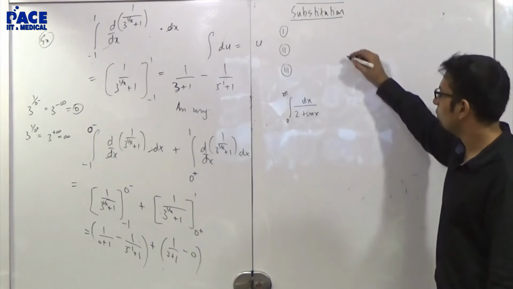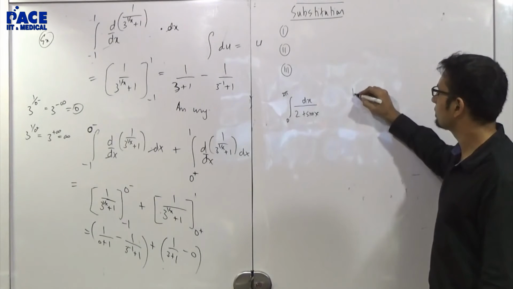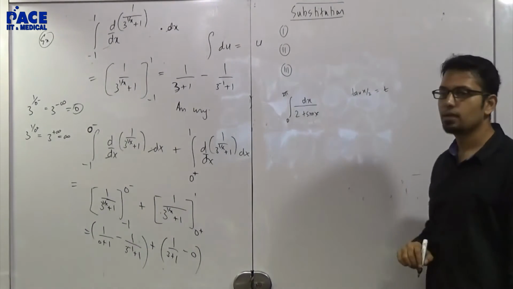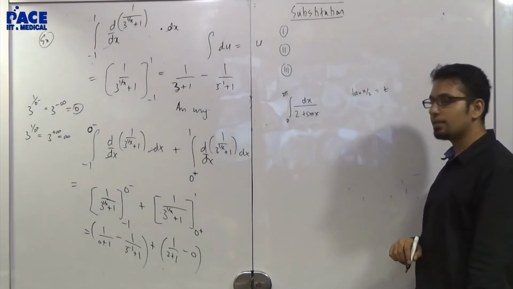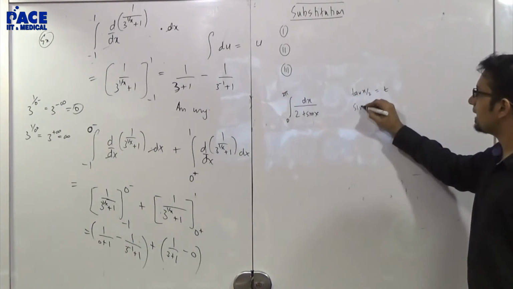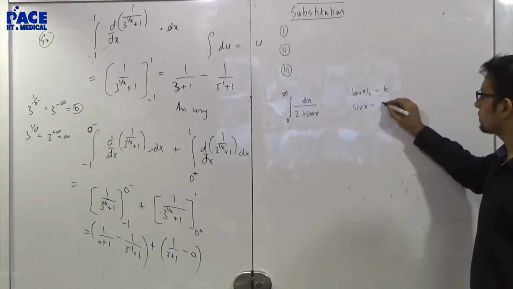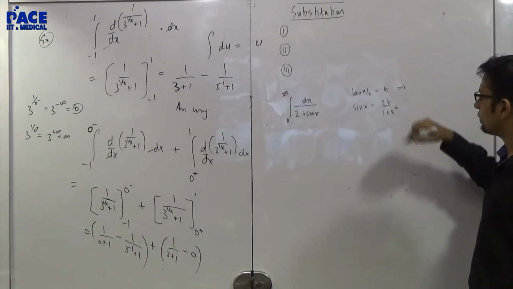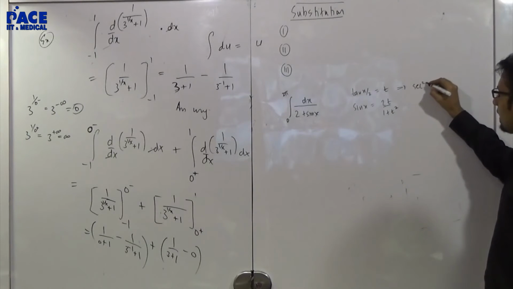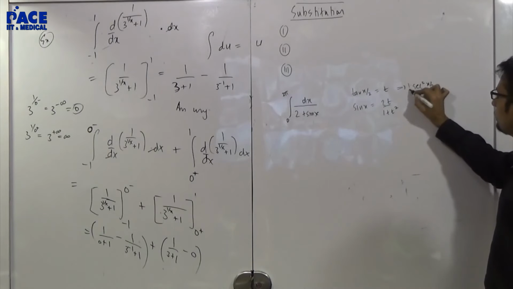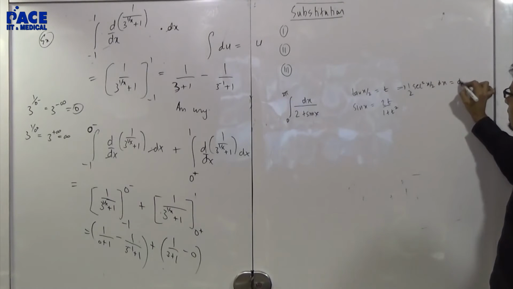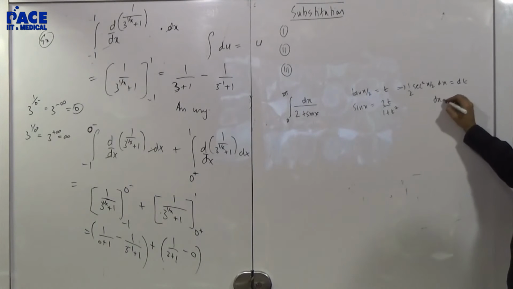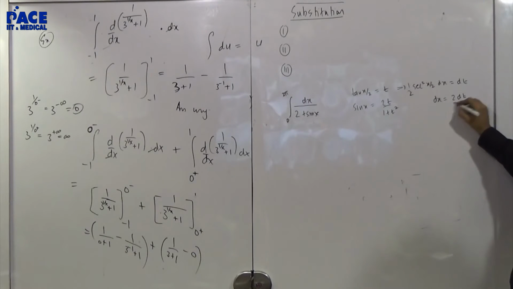हम लोग tan x by 2 को t लेते हैं. ठीक है? Okay. हम लोग ये करते हैं. Now sin x is like 2t upon 1 plus t square हो गया. And इसका जो derivative होता है, sec square x by 2 into half into dx is dt. I differentiate both sides. So dx क्या है? 2 dt upon sec square.